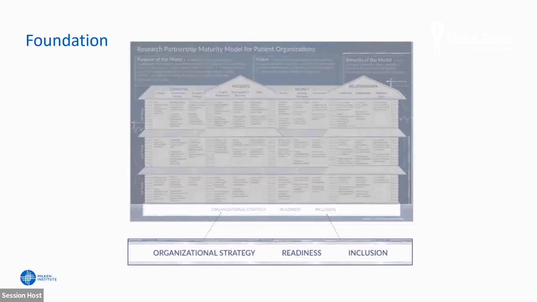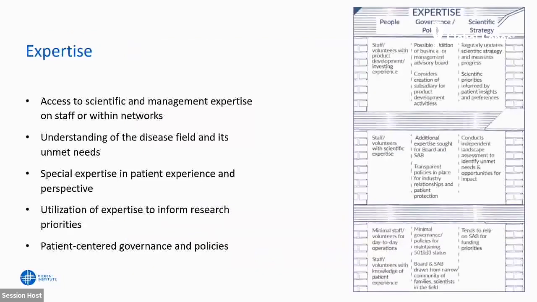And then finally, we have inclusion. Another area that we thought was important is the organization being inclusive of all the different patients that could be served by their research efforts, and making those relationships and building trust in communities to bring everyone into their research efforts. So let's go into each of the 4 domain areas.